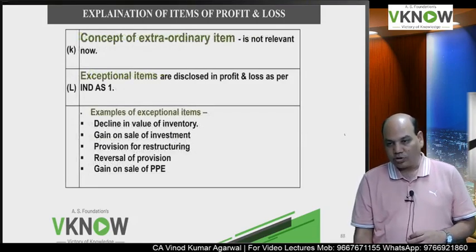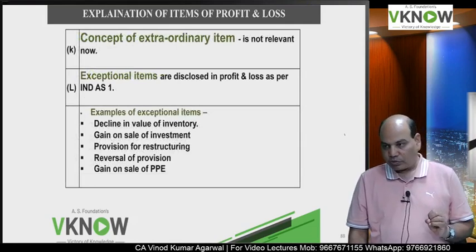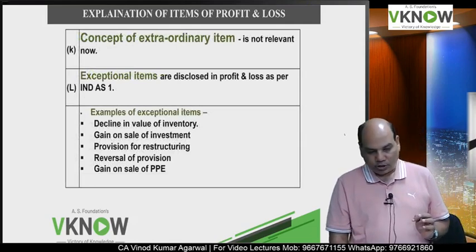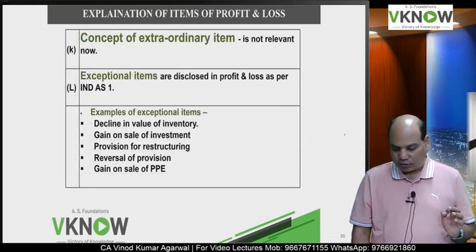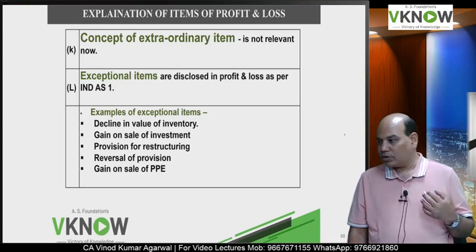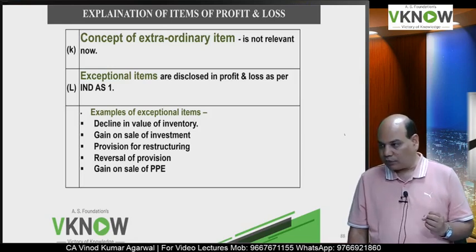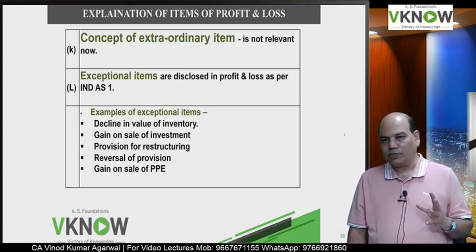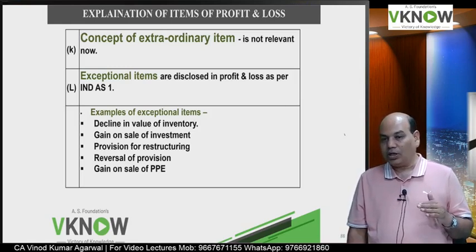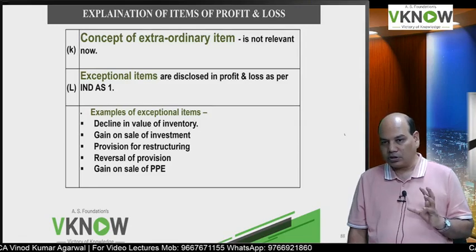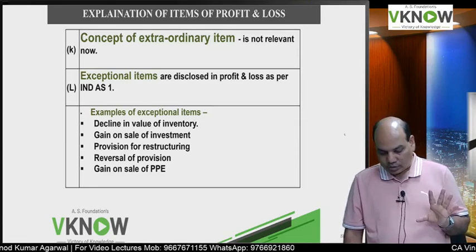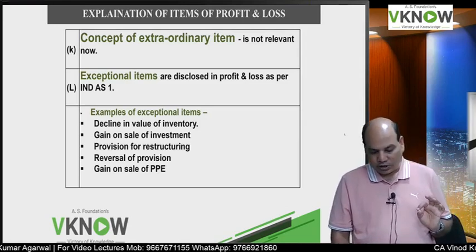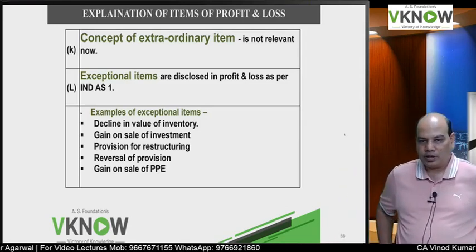Then we have extraordinary item, not applicable. Exceptional item will be disclosed as per Ind AS 1 if the management thinks that disclosure is important for this item, useful for future projection of profitability of the company and understanding the current year performance also. Okay. Then example of extraordinary items are decline in value of inventory.